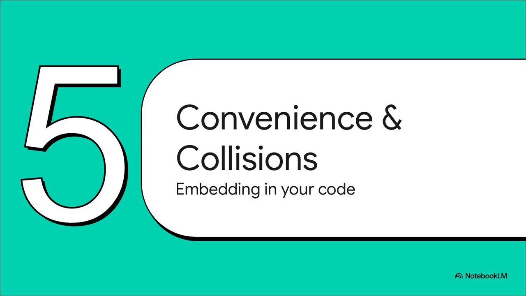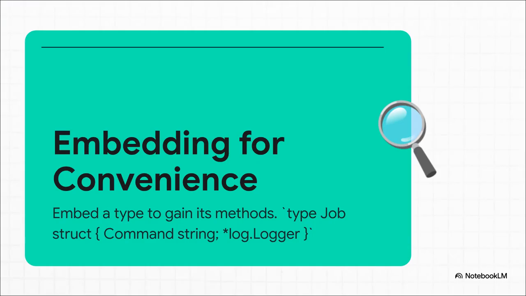All right, enough of the heavy I/O stuff. Embedding is also just a fantastic tool for making your own code way more convenient. Let's look at a much more common, everyday example. So check this out. We've got a Job struct, it has a command it needs to run, and we've also embedded a pointer to a standard library Logger. That's it. Just by adding that one line, our Job type now has all the logging methods like Print, Printf, and Println available directly on it.